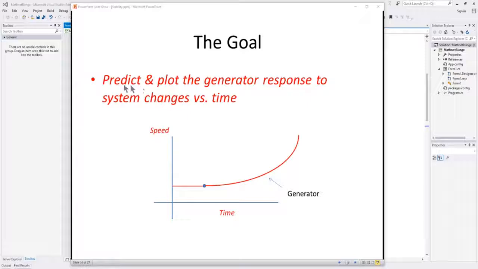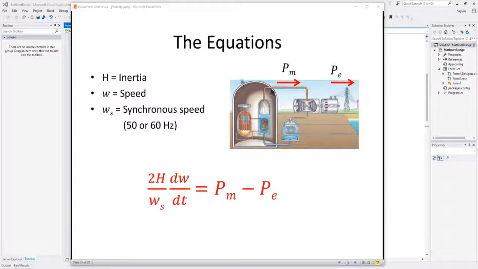So ultimately the goal is to predict and plot the generator response to system changes versus time. Here we've got a chart showing speed versus time for the generator. You can see it starts out at a constant speed, and something happens and the speed increases. So our ultimate goal is to be able to plot those responses of a generator to system changes. Now that we've got an intuitive understanding, let's look at the actual equations you'll see in the textbook and see that they're basically the same as what we just learned.